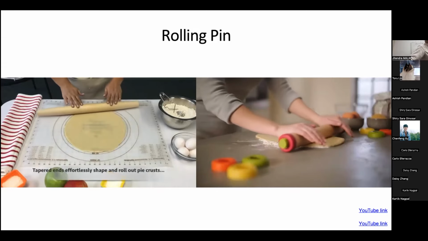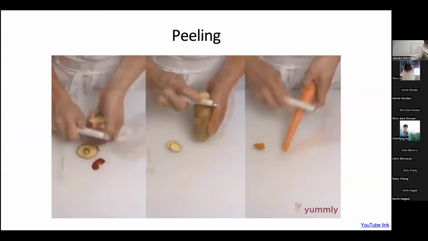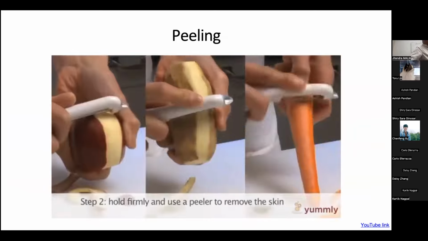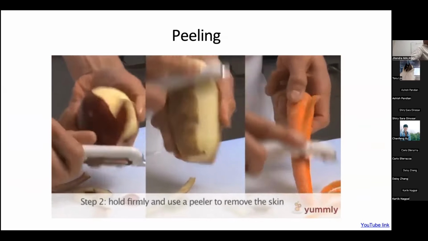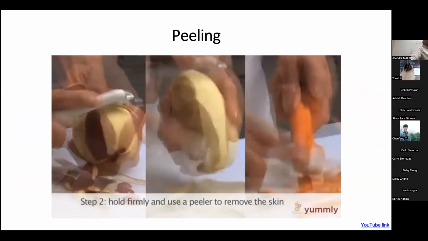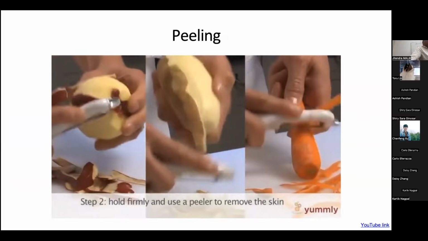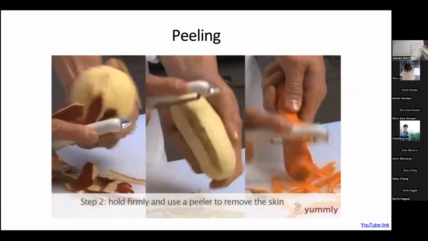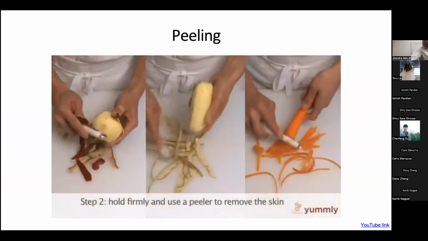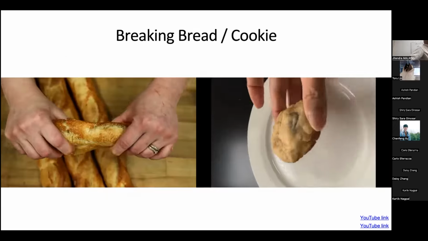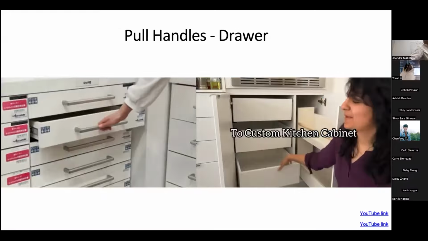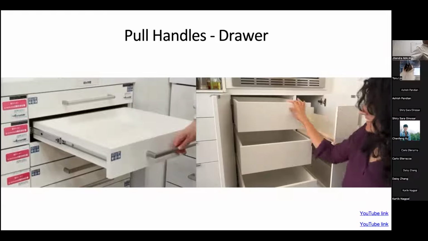Rolling pen. Okay, this is good. Peeling. Peeling is interesting. Most of these tasks, actually, they don't require too much vision. They require a little bit of vision. And you use vision in this predictive mode to deal with not having the 200 millisecond problem. Okay, breaking bread. Clearly, blind people can do that. Okay, so this is pull handles and draw.